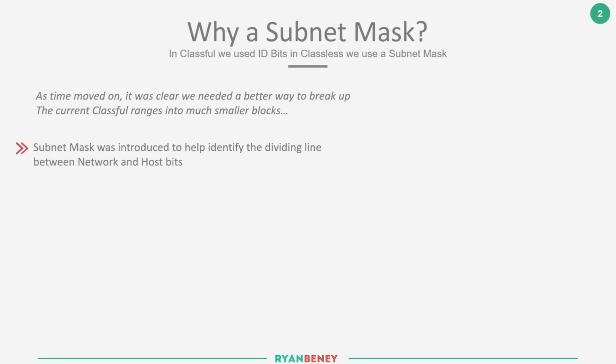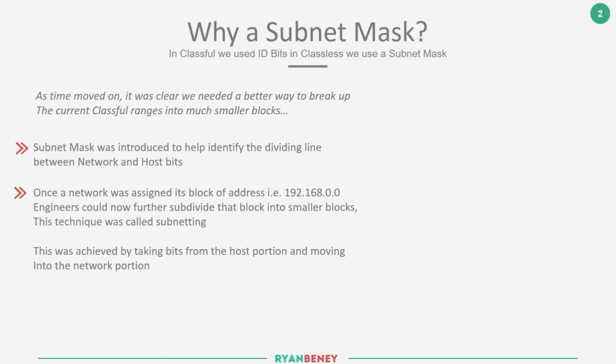So a subnet mask was introduced to help identify the dividing line between the network and host bits. No longer would it just be that a 130 is a class A, therefore the first 8 bits is the network. Engineers could now further subdivide that block into smaller blocks. This technique was called subnetting.